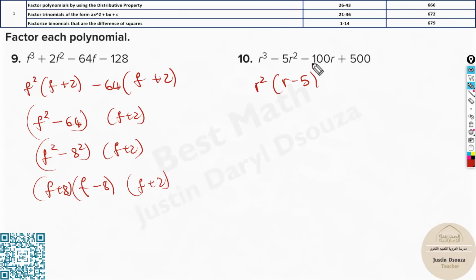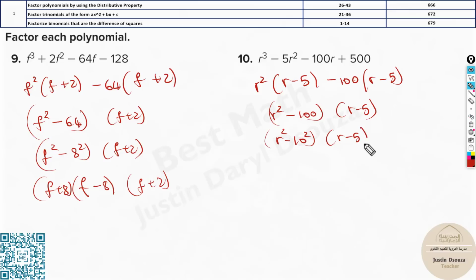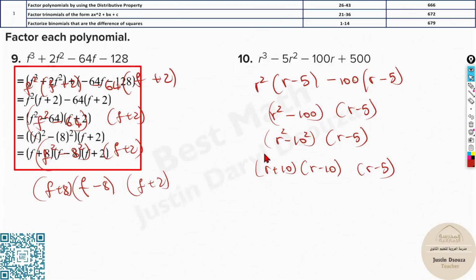Here as well, r squared is common outside. It'll be minus 5, and then we have minus to be taken out, and minus how much? 100. So what's remaining is r minus 5, because minus is removed out. It's plus, changes its sign to minus. Now we have r squared minus 100, and we have r minus 5. Let me just write it properly, r squared minus 10 squared. Then we have r minus 5. So we can write it as r plus 10, r minus 10, r minus 5. This is it. So these are the solutions for these both.